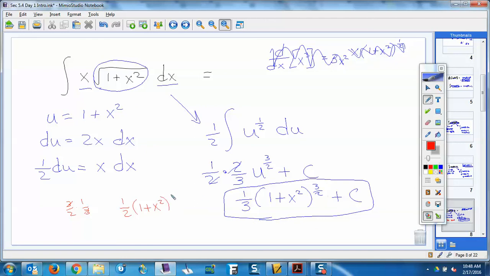Drop that power by 1. 1/2 times the derivative of the inside. Derivative inside is 2x. 2 cancels the 1/2. Look what we got. x times the square root of 1 plus x squared. It worked. Okay? This is the antiderivative. But could you have got that without going through this process? I don't think so. Possibly, but good luck.